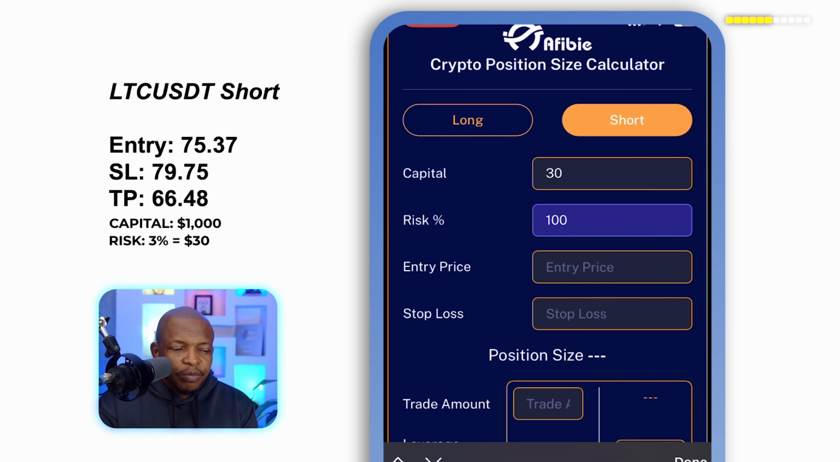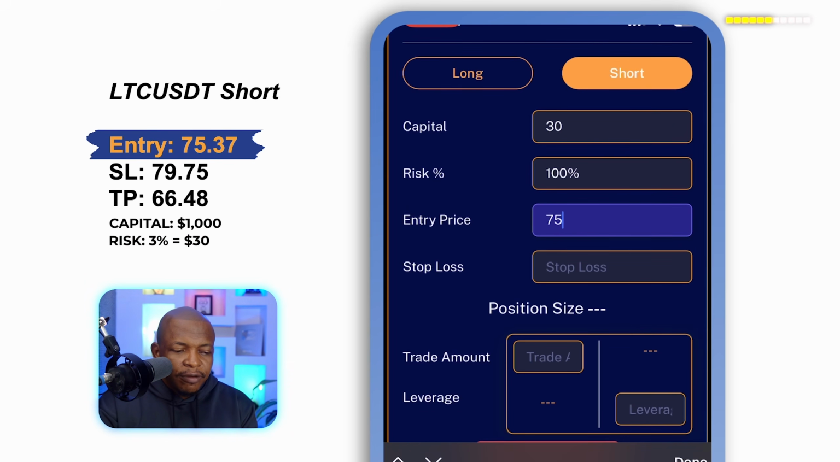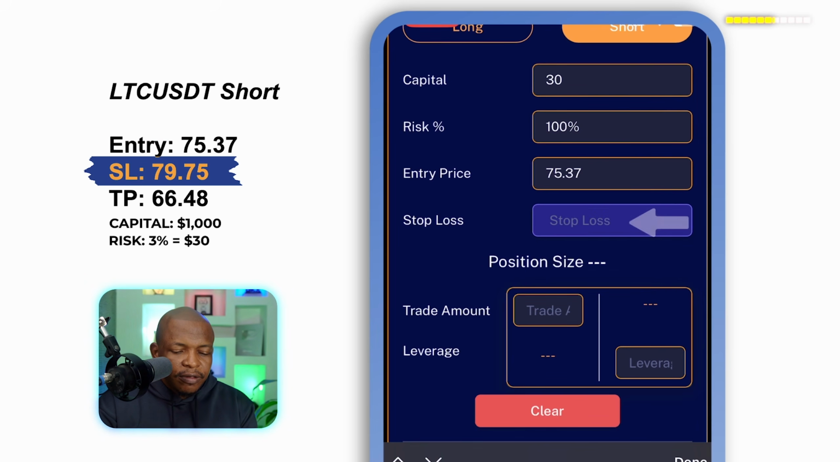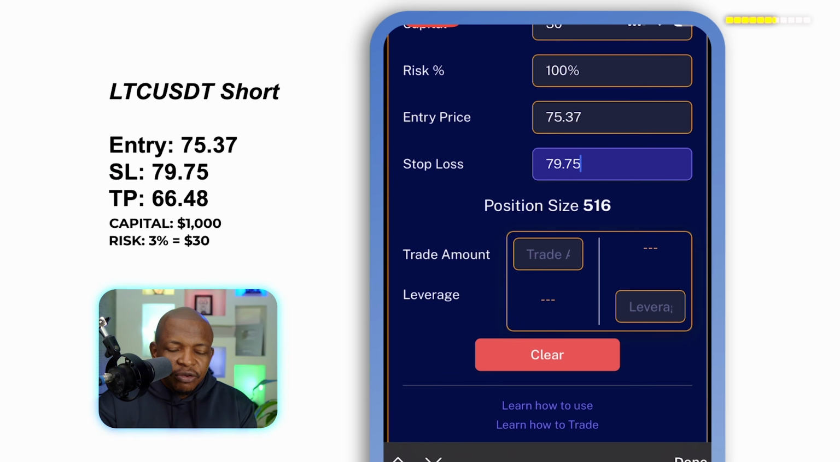Now what is my entry price? Entry price is 75.37 and the stop loss is 79.75. So my position size is 516.